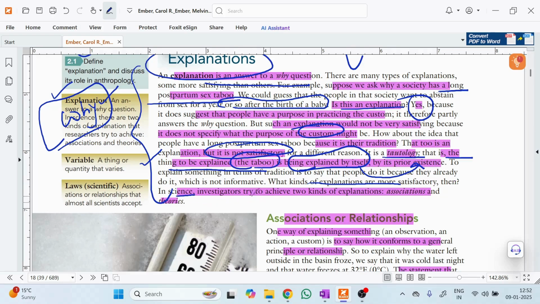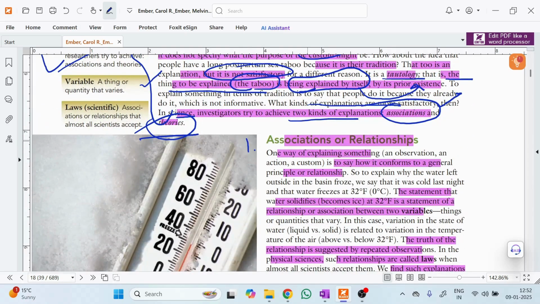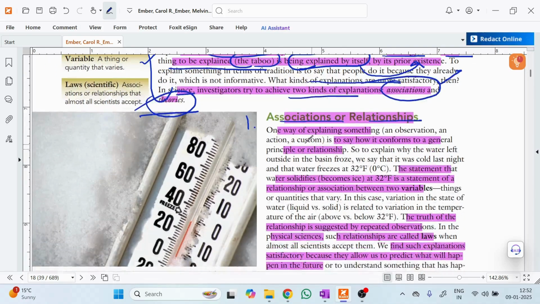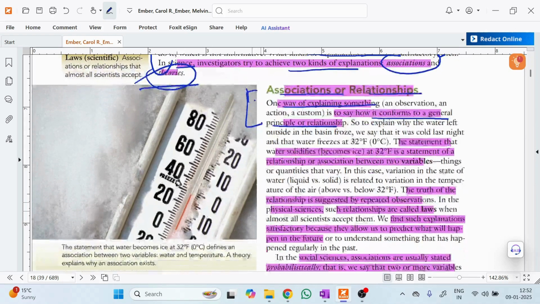In science, investigators try to achieve two kinds of explanation that are most satisfactory. The first one is associations or relationships, and the other one is theory. Both of them explain a certain event in a satisfactory way. So let's talk about associations or relationships first. One way of explaining something is to say how it conforms to a general principle or a relationship. The example here is that the water that was left outside in the basin last night froze.